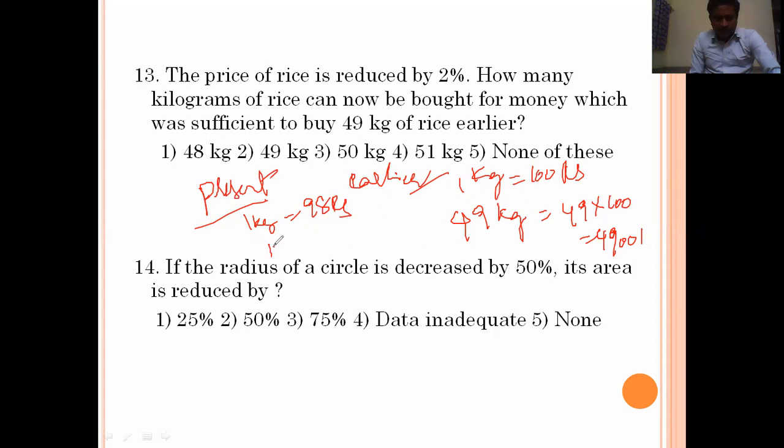So how many kilos of rice do they get for that same amount, 4,900? 4,900 divided by the 1 kilo amount, that value is 98. 49 divided by 98: 49 1s are 49, 49 2s are 98, so 4900 divided by 98 equals 50 kilos they get for that same amount of money. Same amount of money. So option number 3 is the right answer.